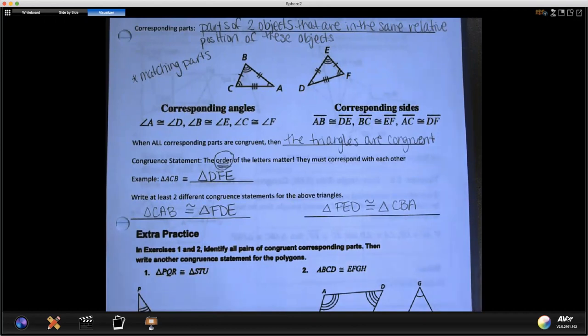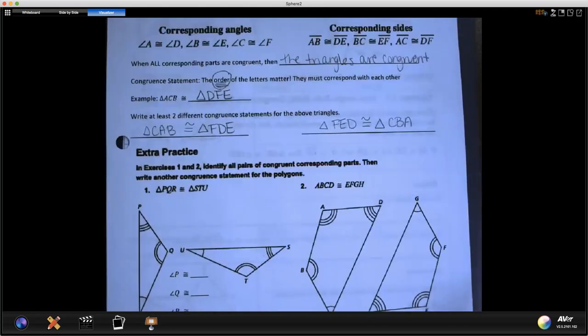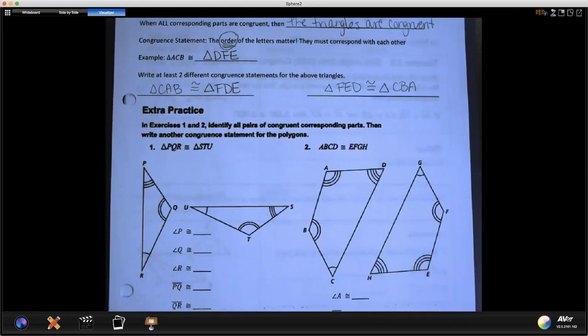All right, good. I did see a couple of people with just one part of it. Make sure if you're doing a congruent statement, you have to say something is congruent to something else. So whether it's angles or sides or triangles or shapes, you have to have two parts. All right, let's practice some problems. So in exercise 1 and 2, identify all parts of congruent corresponding parts, then write another congruent statement for the polygons.